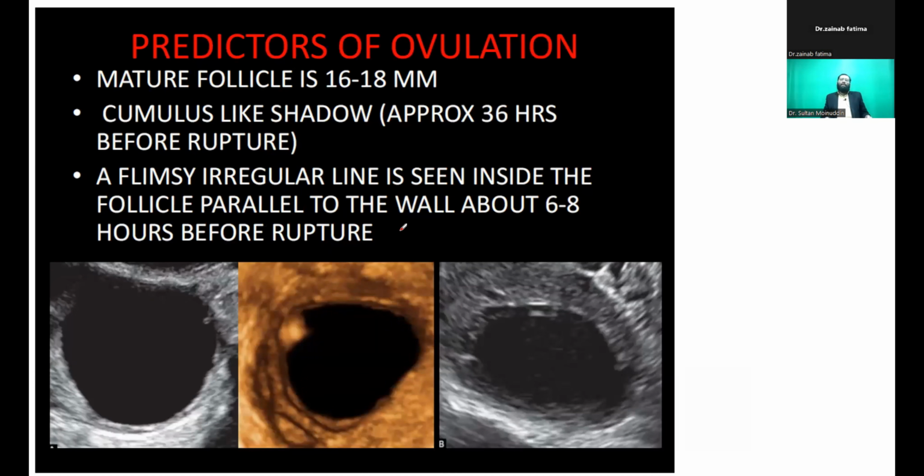So a mature follicle, once it matures, enlarges in size to around 16 to 18 mm. A shadow develops in the surrounding layer, like you see in this case, and this is called the cumulus, which appears approximately 36 hours before rupture. An irregular flimsy line may be seen surrounding it. That denotes that this is about to rupture.